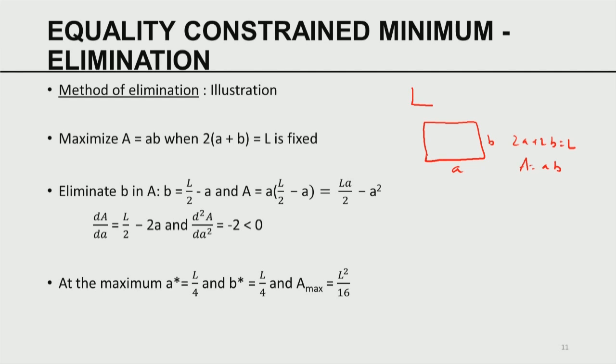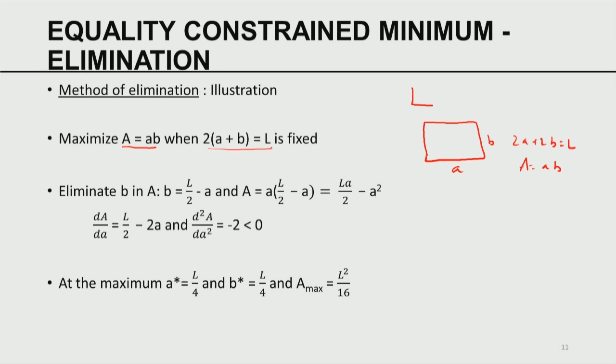Suppose somebody says, hey, I am going to give you a rope. The area that you can enclose by that rope is going to be yours free. Humans are built greedy, so you want to say, with this rope I want to enclose the maximum area that I can. So that is the problem now. Maximize area = A times B when 2 times (A plus B) is L. Now you can see it is a constrained problem.